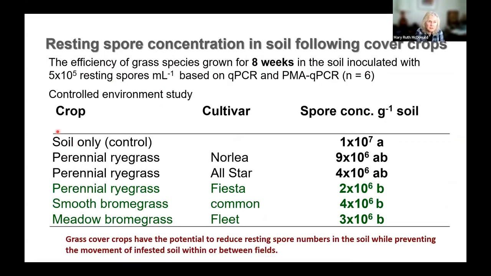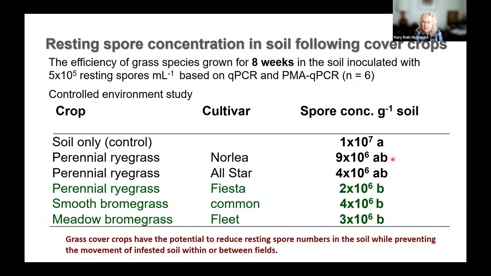And we did some work on this in greenhouse and controlled environment, where we put in a known number of resting spores at the start, grew some ryegrass and some other grasses that are perennial cover crops, waited for 8 weeks, and then did some molecular methods to look at how many resting spores were left. So we ended up actually with a few more resting spores than we thought.